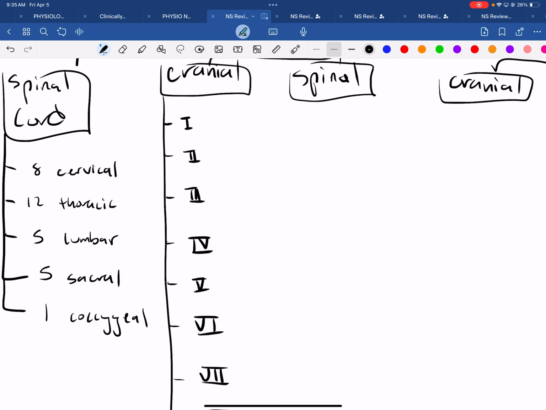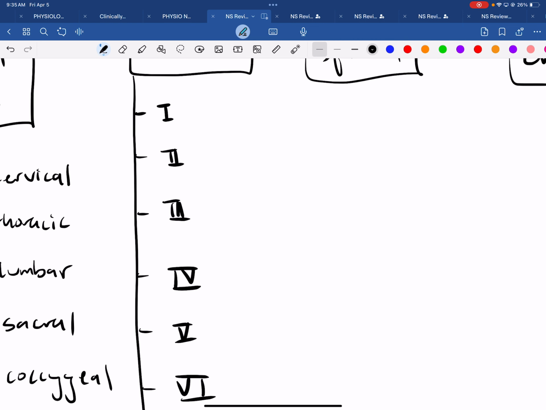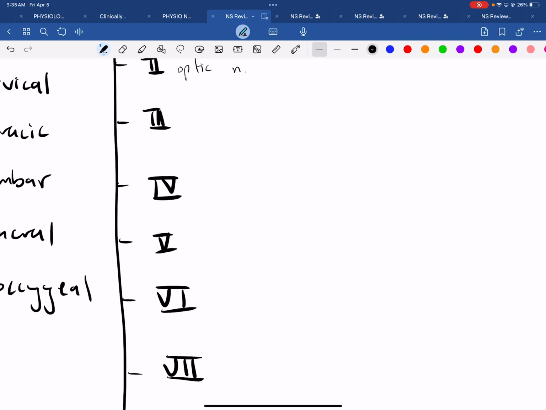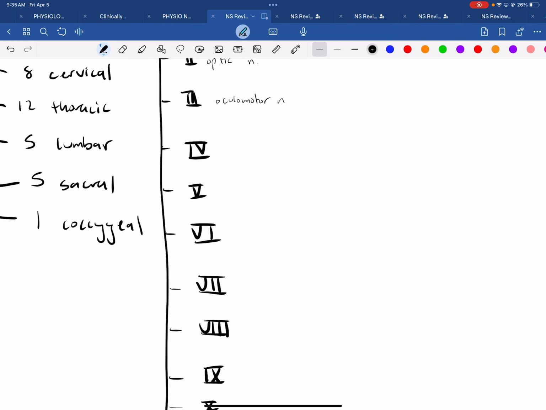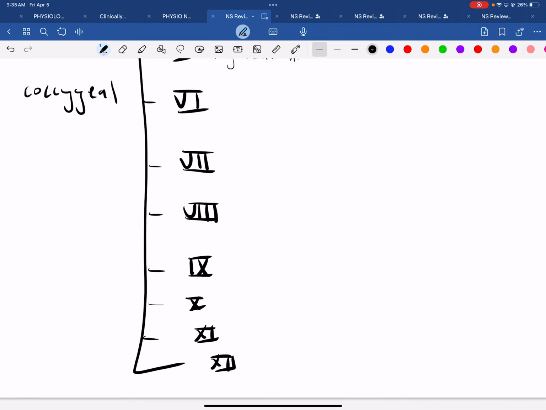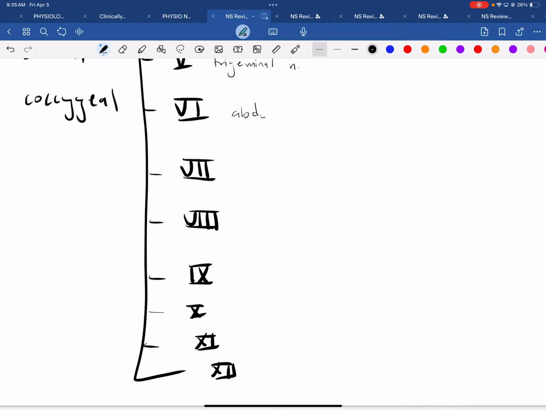And let's just name the cranial nerves. What's the first cranial nerve? Good, the olfactory nerve. The second one? Optic. The third? Good, oculomotor. The fourth? Trochlear. The fifth? Good, trigeminal. The sixth? Good, abducens. 7? Facial.